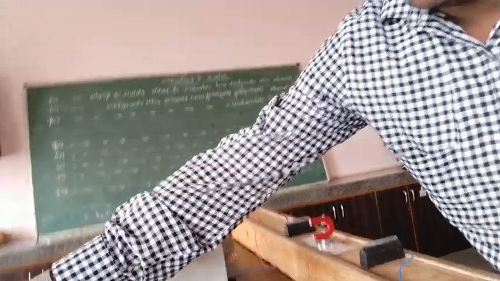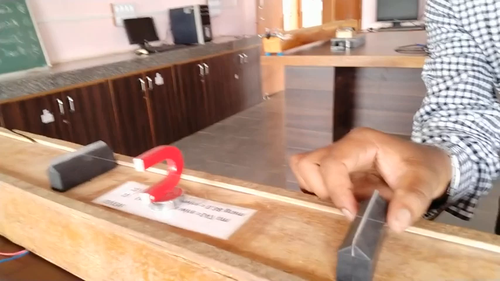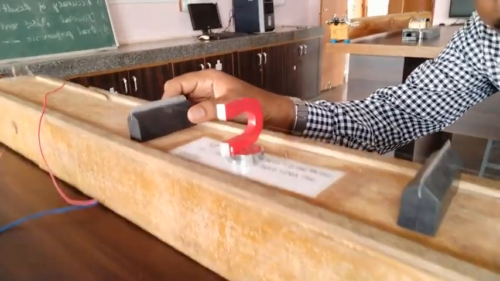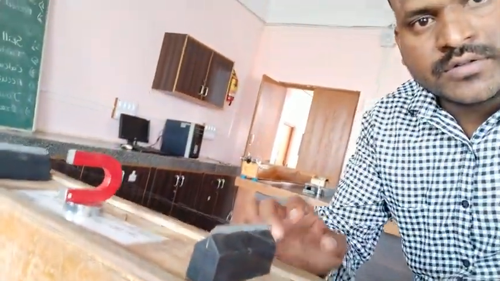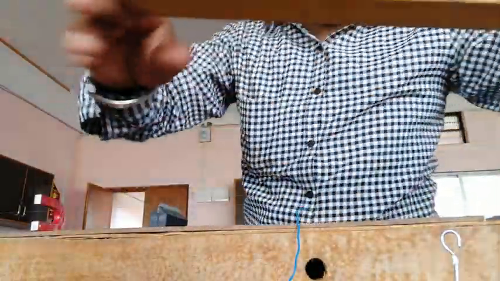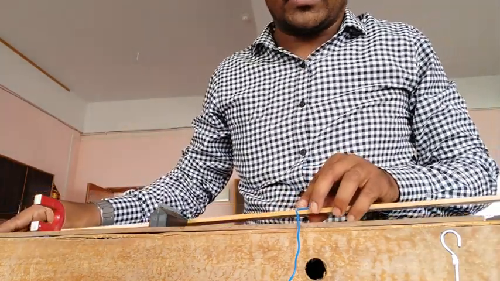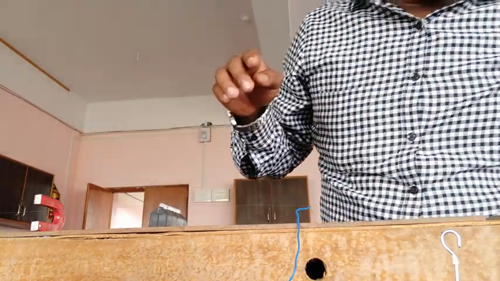So I will switch on this AC source. When it is on, the vibration starts. So there is a vibration. I will note the values with the help of a scale. Between the two movable bridges, whatever distance is covered, that is the resonating length.